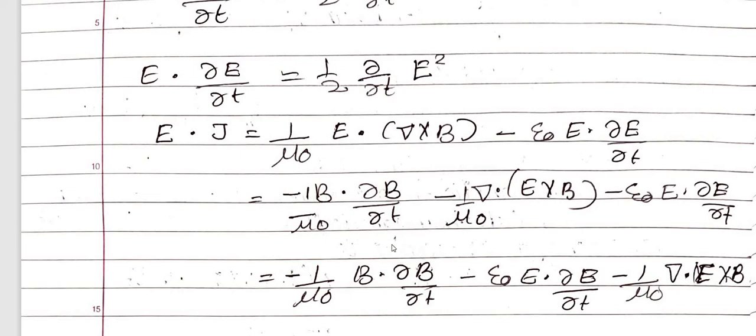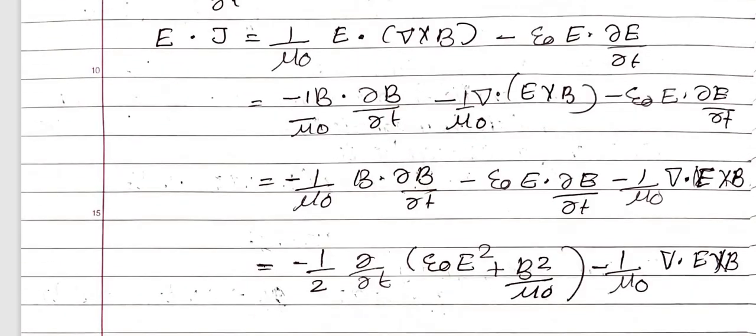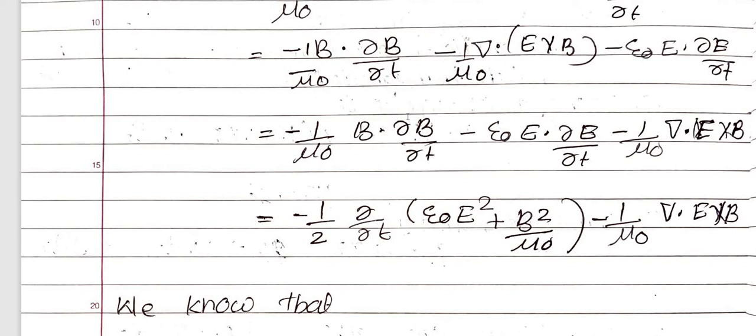So this term can be written as minus 1 by mu 0 B dot dou B by dou T minus epsilon 0 E dot dou E by dou T minus 1 by mu 0 del dot E cross B. When we combine these two terms, we know that this is dou by dou T of B square by mu 0, and this is dou by dou T of epsilon 0 E square. So you will get minus 1 by 2, which is common, dou by dou T of epsilon 0 E square plus B square by mu 0, and this term remains as such, minus 1 by mu 0 del dot E cross B.